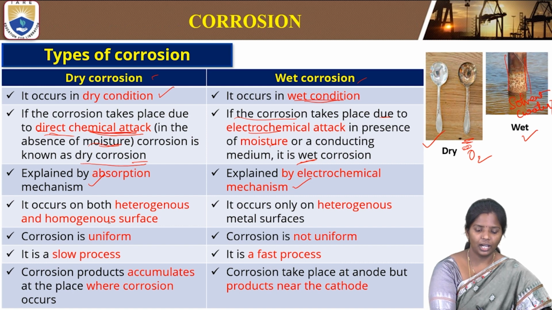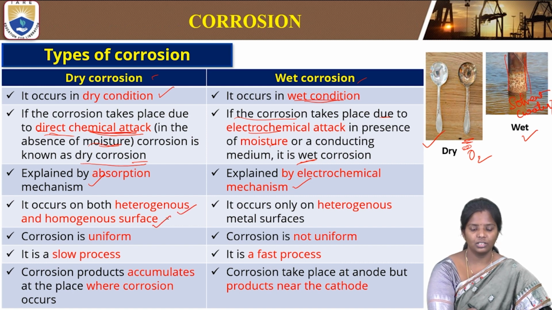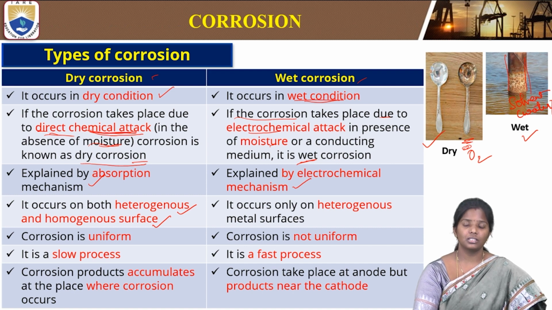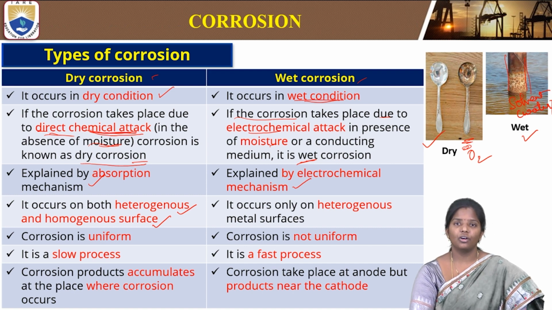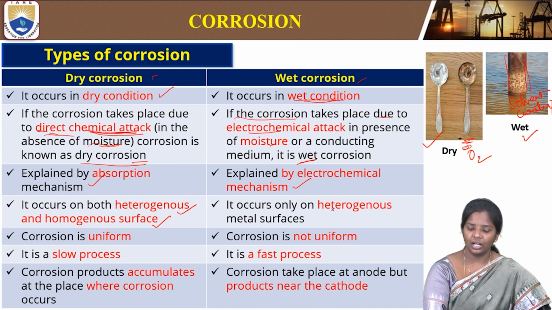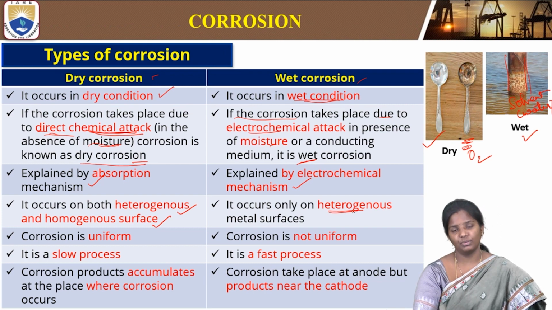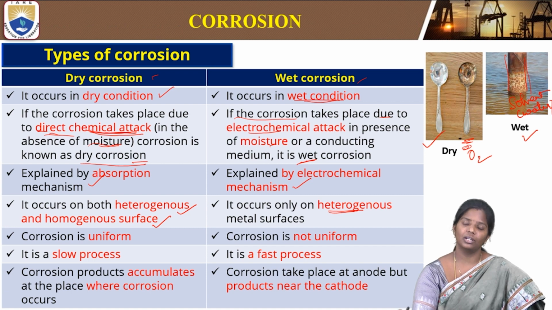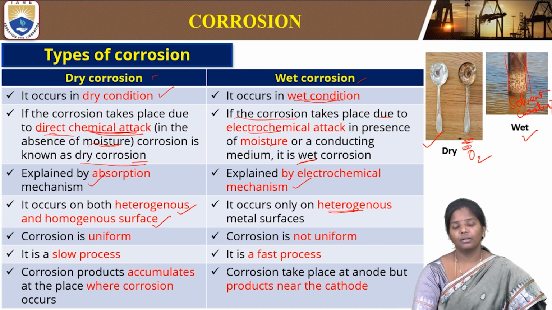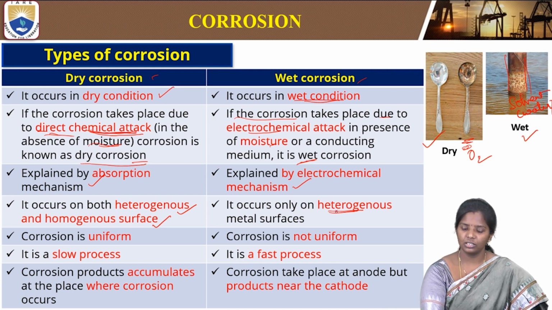Then dry corrosion occurs on both heterogeneous and homogeneous surfaces. When there is a metal, even if it is heterogeneous or homogeneous, dry corrosion occurs, because it depends only on the absorption ability of that metal. However, wet corrosion occurs only at heterogeneous metal surfaces. It means it should have the ability to form an anode and cathode. So it requires two non-uniform or dissimilar metals to be in contact. That is nothing but heterogeneous metal surfaces.